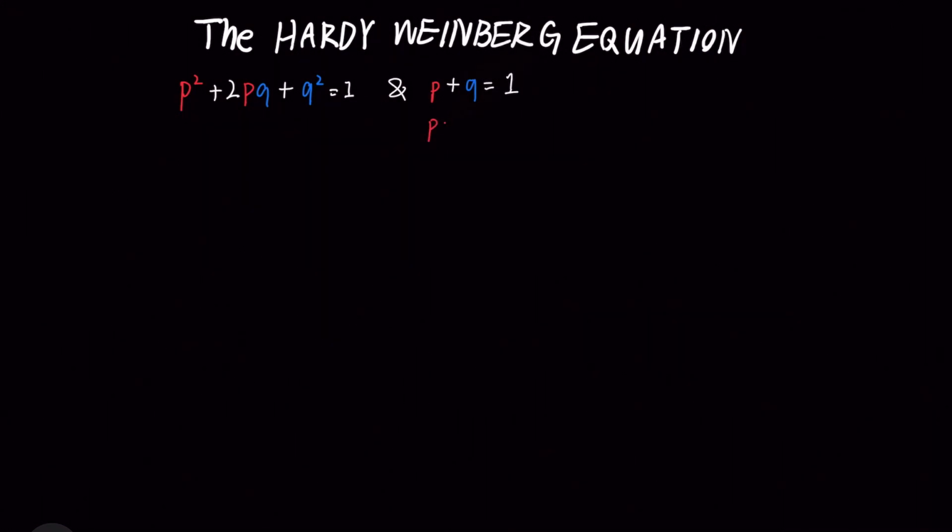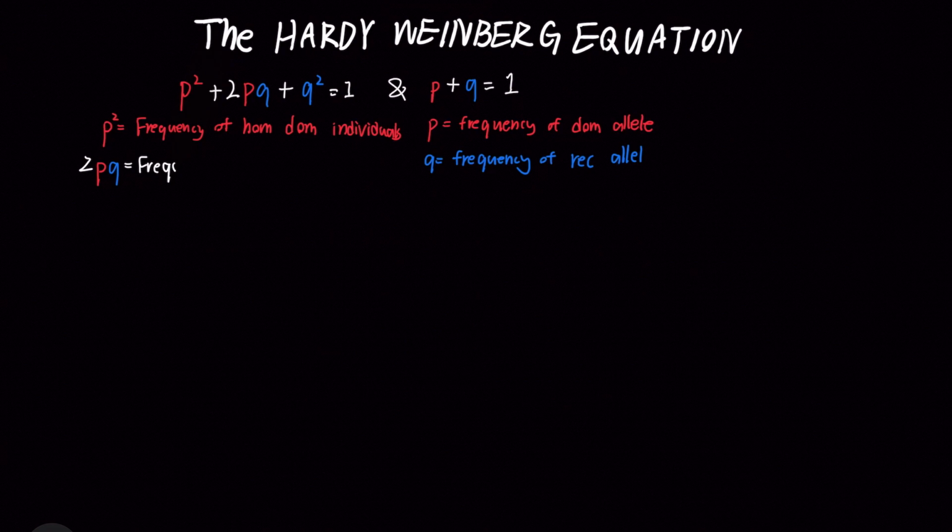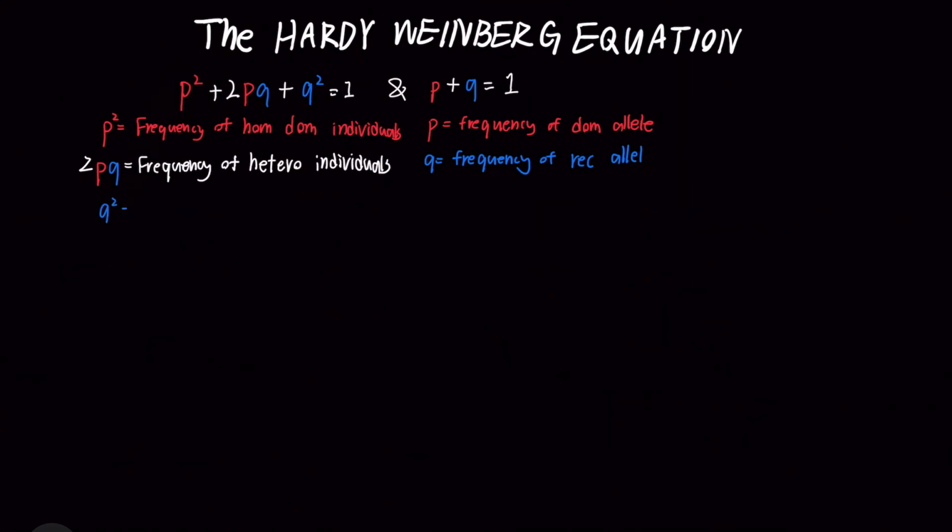Now let's break that down. p is the frequency of the dominant allele, and q is the frequency of the recessive allele. So, if p plus q equals 1, that just means the total frequency of all alleles is 100%. I mean, obviously, it is 100%. Now, p squared is the frequency of homozygous dominant individuals. 2pq is the frequency of heterozygous individuals, and q squared is the frequency of homozygous recessive individuals.